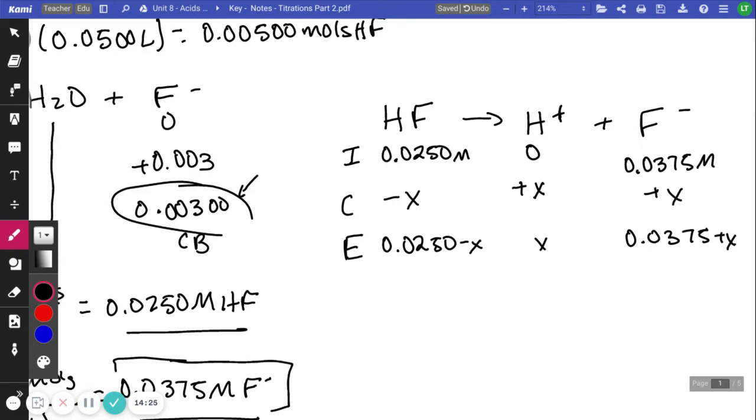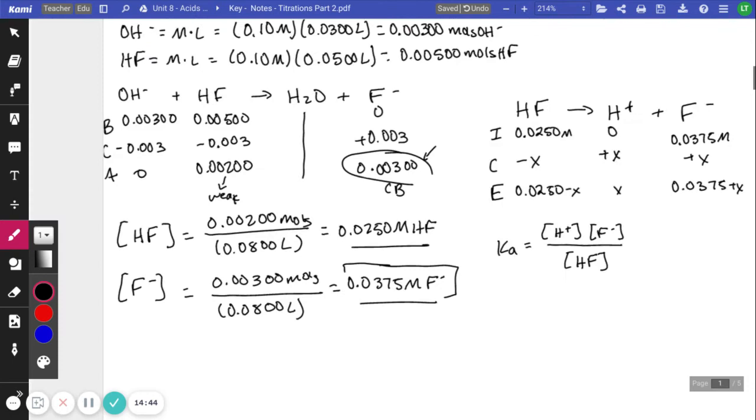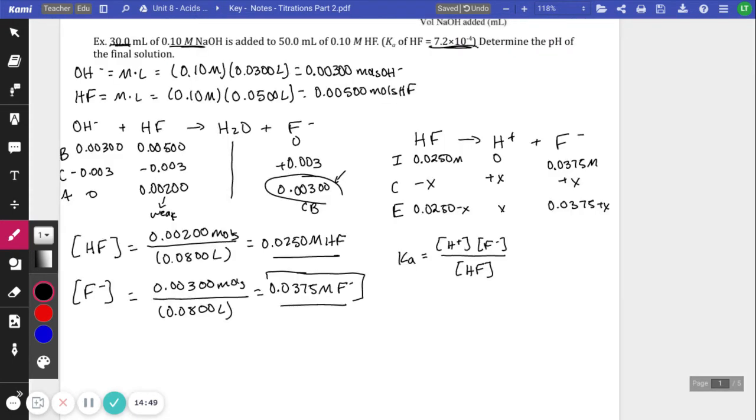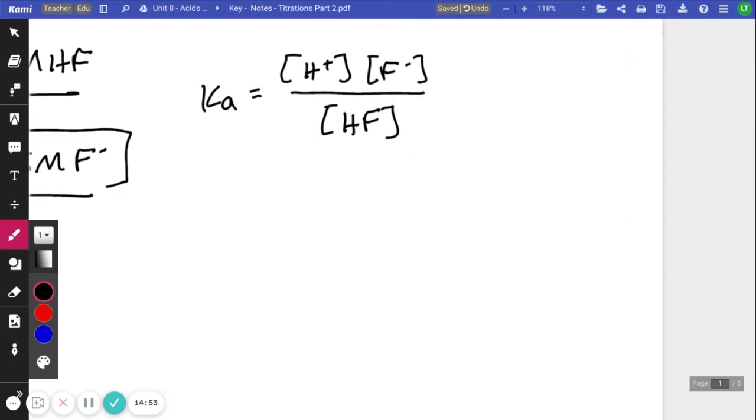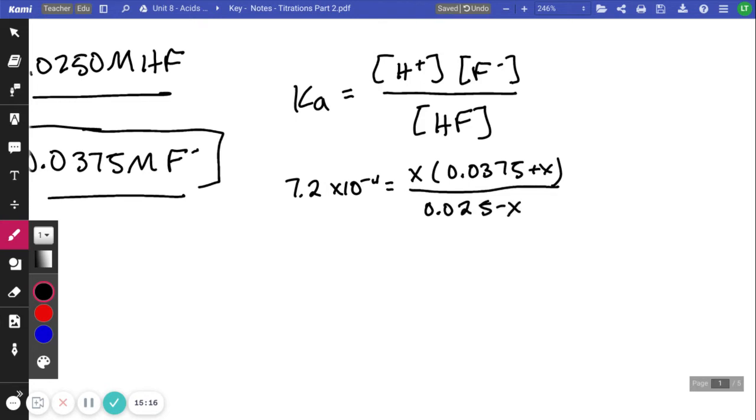And we will plug those into our Ka expression. Our Ka is equal to the concentration of hydrogen times our concentration of fluorine, all over our concentration of hydrofluoric acid. We can go ahead and plug in the values that we have. Our Ka from our problem is 7.2 times 10 to the negative fourth. So 7.2 times 10 to the negative fourth is equal to X times 0.0375 plus X, all over 0.025 minus X.